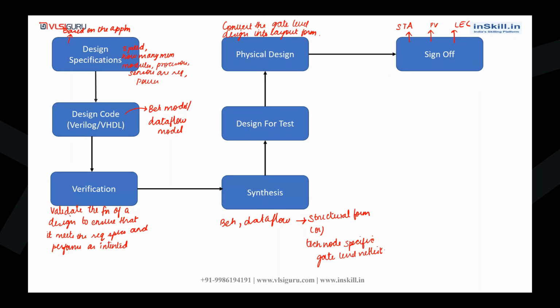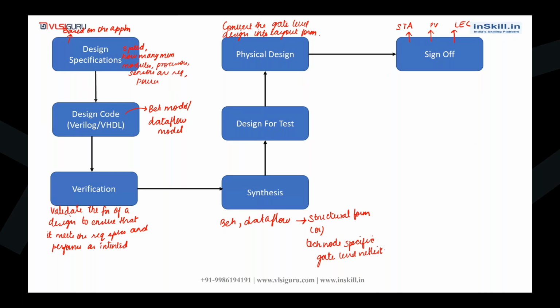As its name suggests, it is a method of validating the timing performance of a design by checking all possible paths for timing violations. Next is physical verification. PV stands for physical verification. Physical verification is actually to verify the layout of the circuits.